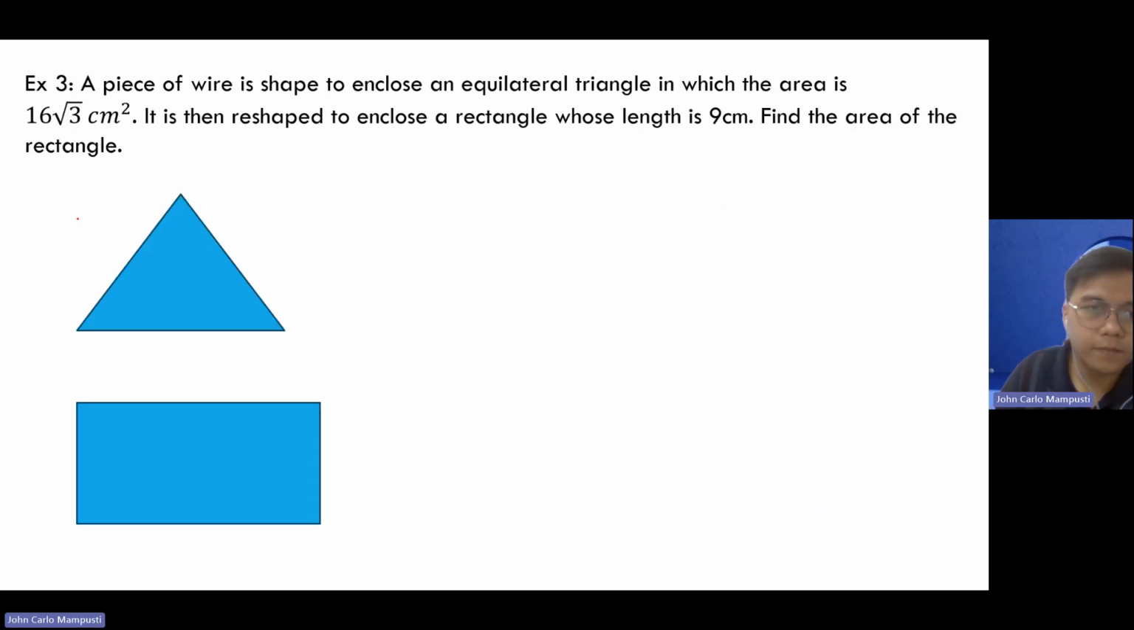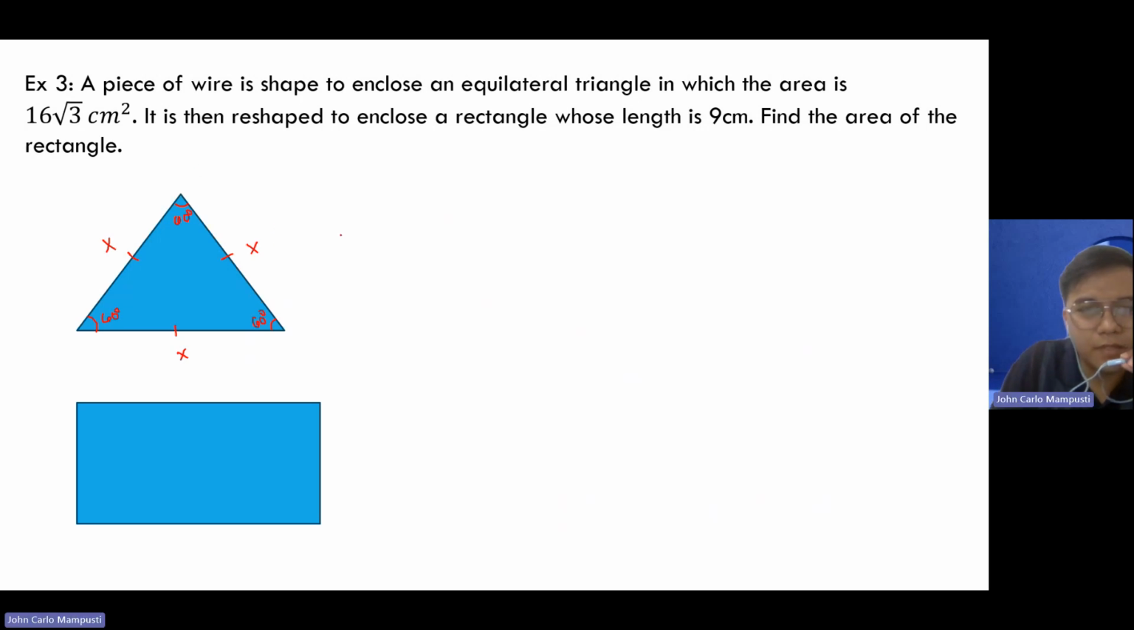Next one. So a piece of wire is shaped to enclose an equilateral triangle in which the area is equal to 16 square root of 3 square centimeters. So when we say equilateral triangle, this side and this side are equal, right? So let's say this is x. So when we say equilateral triangle, 60 degrees, 60 degrees, and 60 degrees.